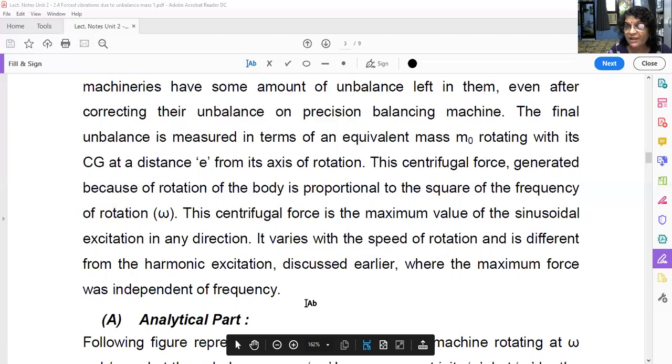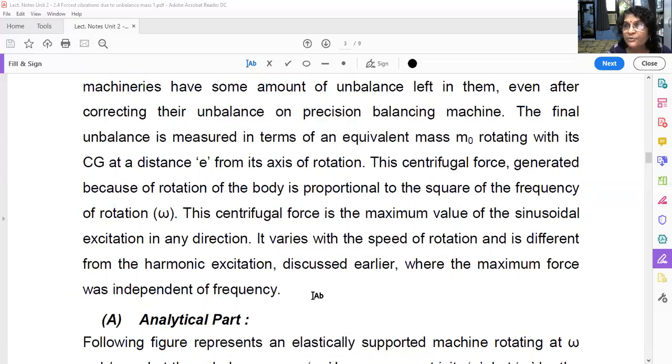That means the case 1 we have studied, where the maximum force was independent of the frequency. What was the maximum force magnitude in the first case? F0. How was the force represented? F0 sin omega t. So F0 is the magnitude of the force which was constant. Even if you increase or decrease the speed of your machinery, and if an external force is acting on that body, the external force is independent of omega.